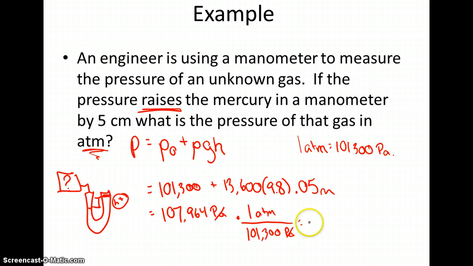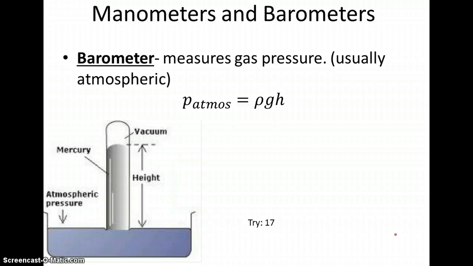which then gives me a pressure of 1.07 when I'm rounding atmospheres. And so if you got that, great job. Nice work. We're going to go on and talk about barometers.